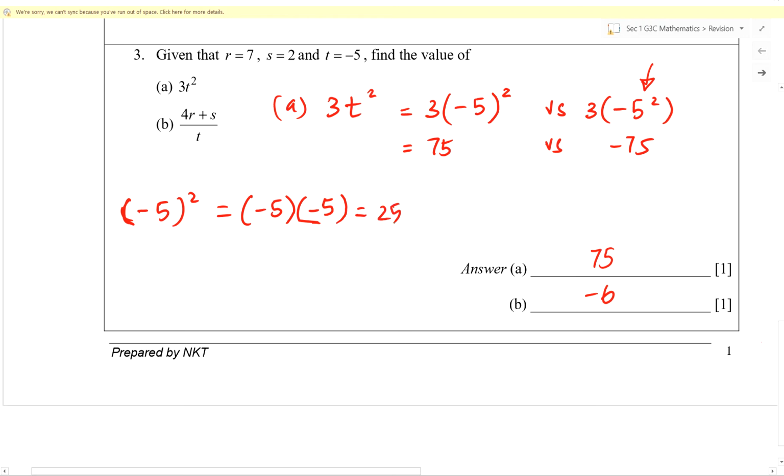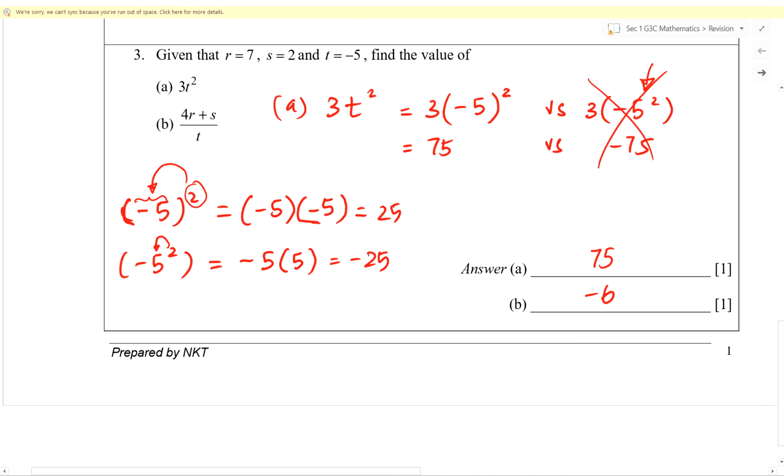Whereas in this case, when you have -5 squared, this actually means -5 multiplied by 5. This square over here belongs to the 5. Okay? Whereas this square over here belongs to negative 5. That is the difference. So here we end up with a negative times a positive to give us a negative answer. And so when you take a negative 25 multiplied by 3, you will get a negative 75. And that is why this is not the correct way to do it.